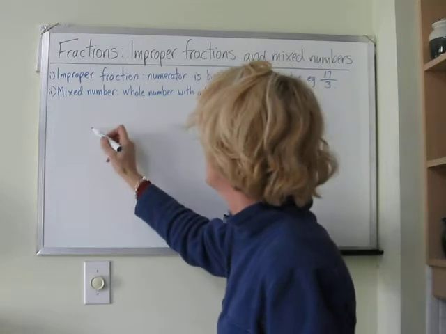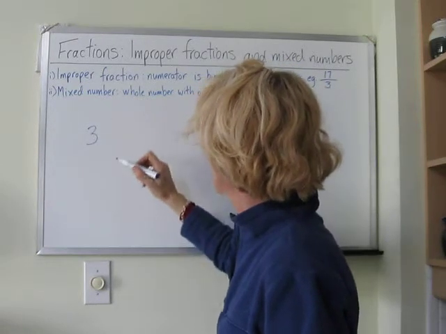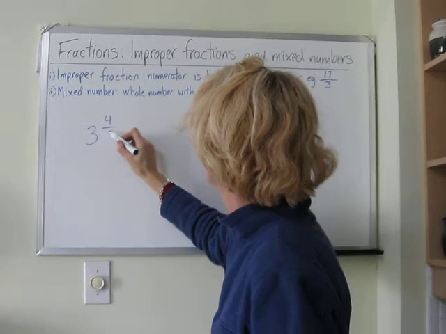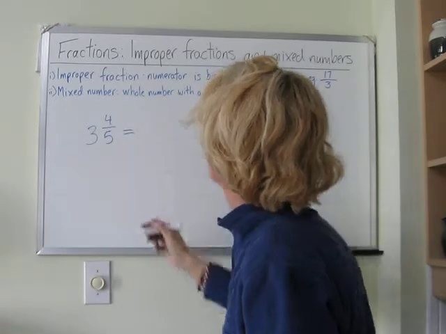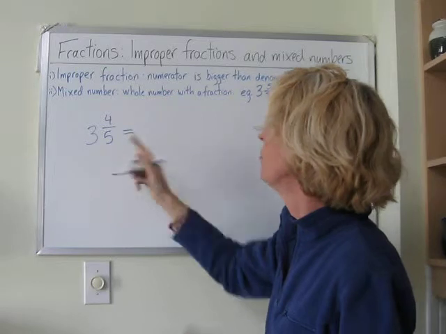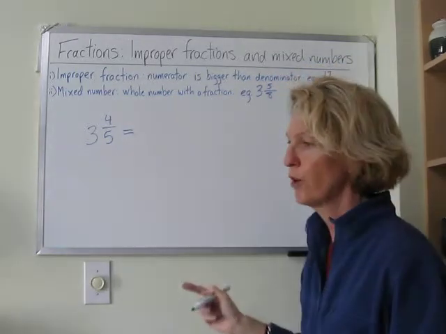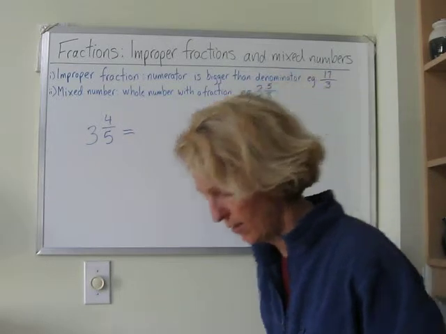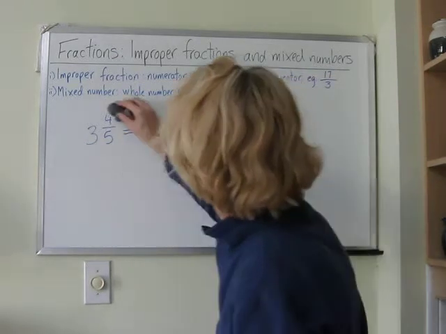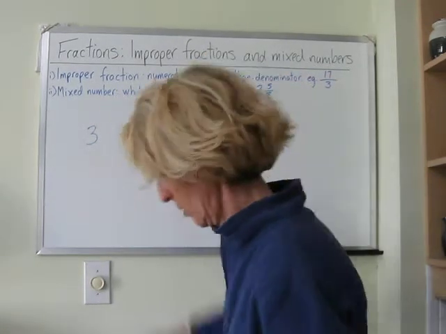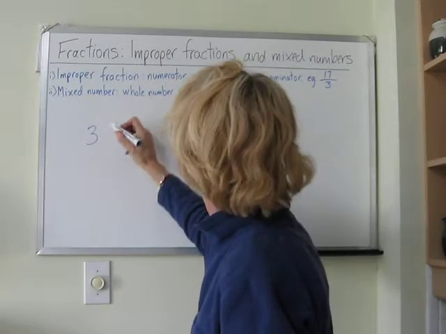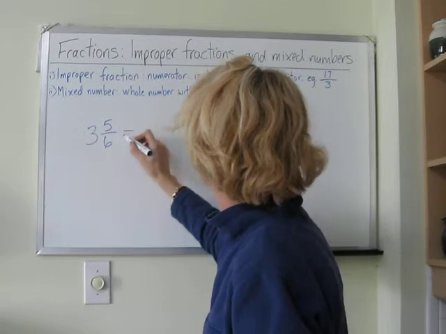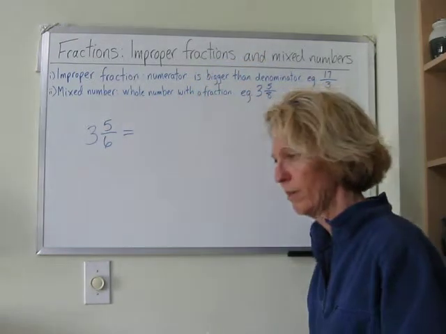Why don't we do 3 and 4/5. Now we're going to convert this mixed number into an improper fraction. Well, do you want to use sticks first? Sure. Oh, we already had a denominator of 5. That's boring. Okay. What about 6? Do a little bit of thinking.